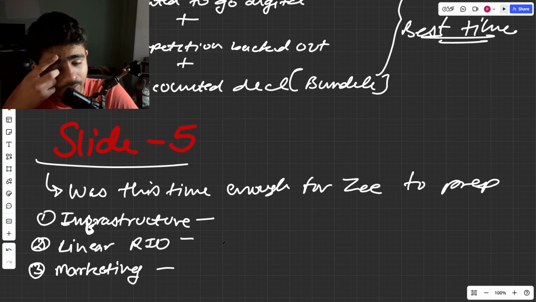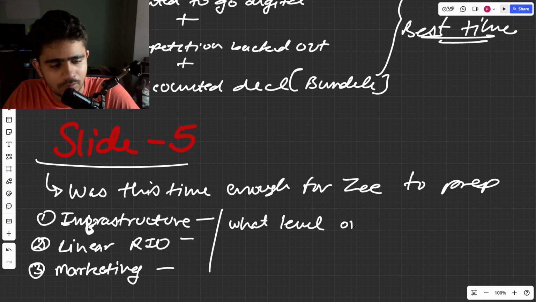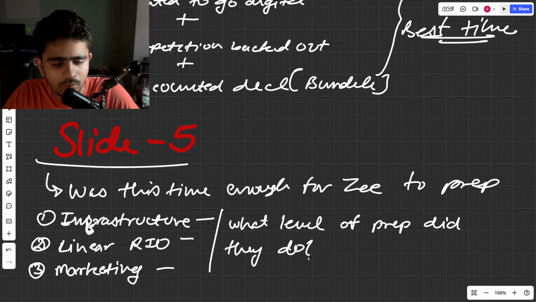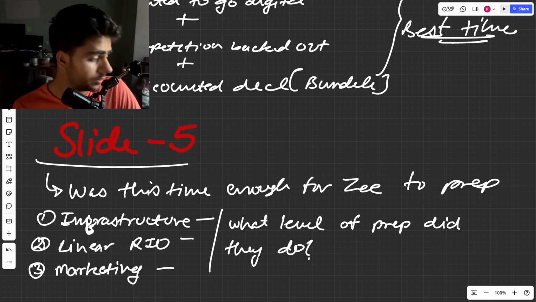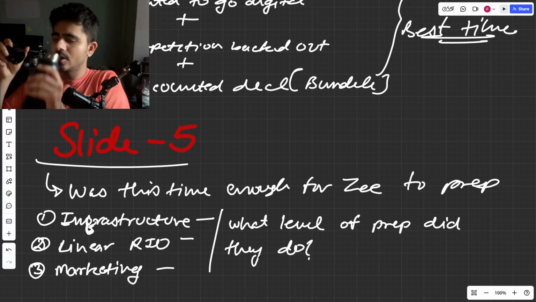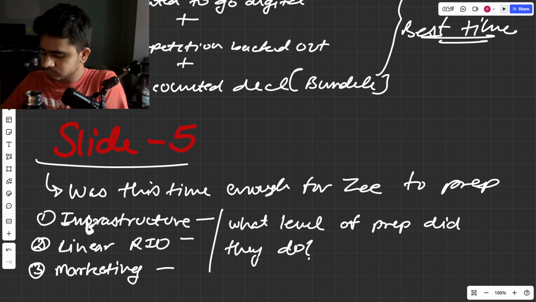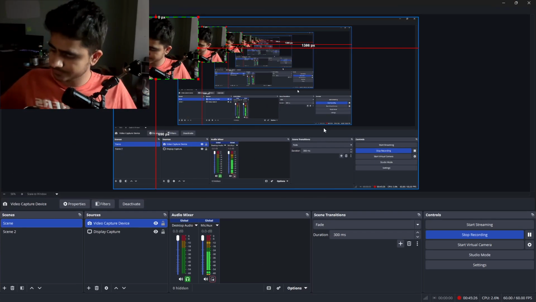Was this time enough for Z, and what preparations did they do? I think. What level of prep did they do? That is another thing. Was this time enough for the prep, and what was the level of preparation that they did? Where are we? 45 minutes. Interesting.